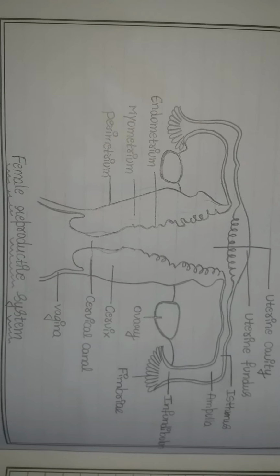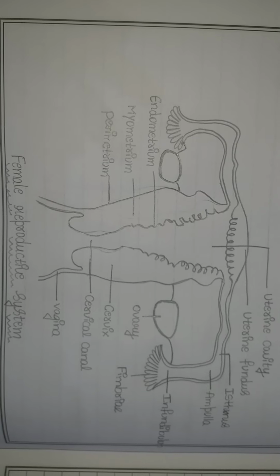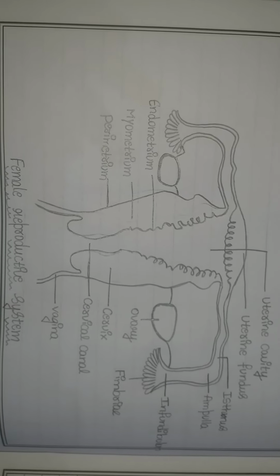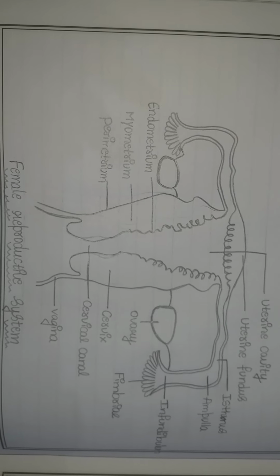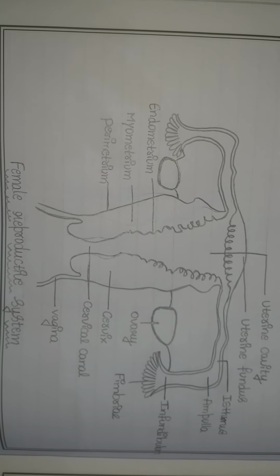Second important diagram from human reproduction is the female reproductive system. This diagram is very important in this chapter.